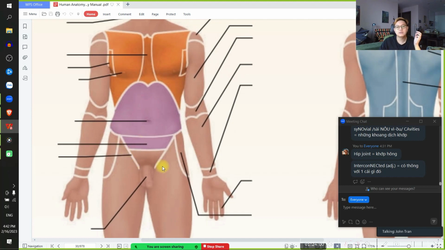How about this lower one? Inguinal. Inguinal. It's inguinal. Okay, the region where you usually keep a gun. Coxal. Pistol. Say again. Coxal.